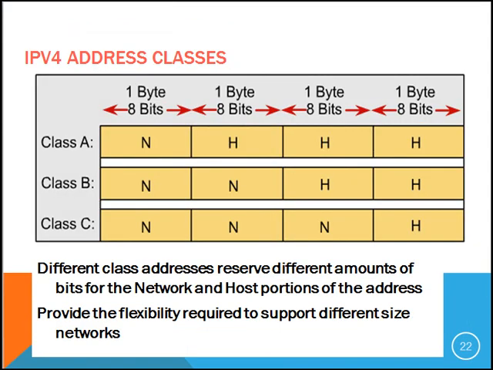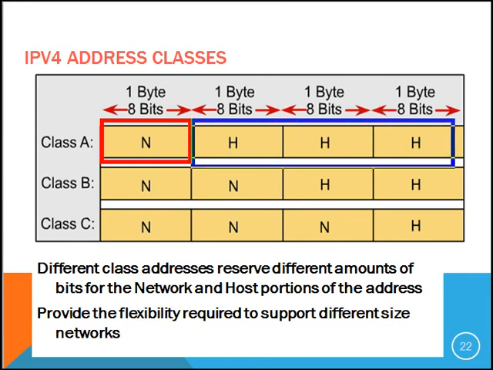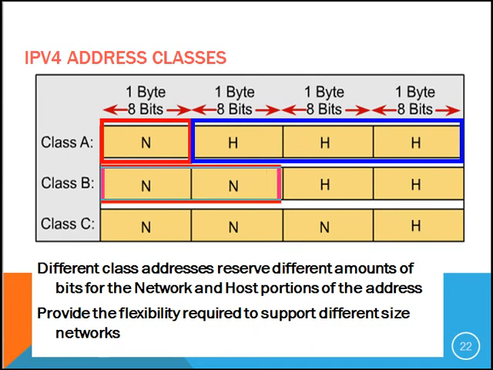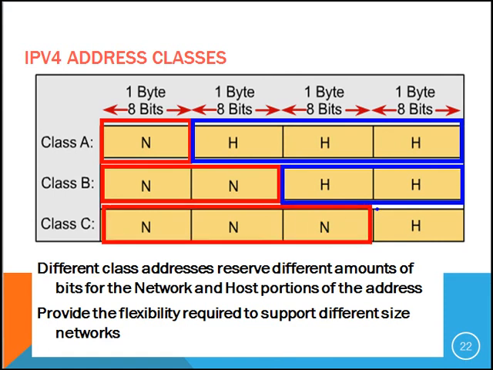There are generally five types of IPv4 address classes, but in our course, we will concentrate on these three: class A, class B, and class C. Different classes have different portions of network and host. For class A, we have one octet for the network portion and three octets for the host portion. For class B, we have two octets for the network portion and two octets for the host portion. And for class C, we have three octets for the network portion and one octet for the host portion.